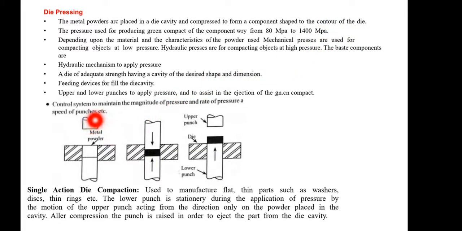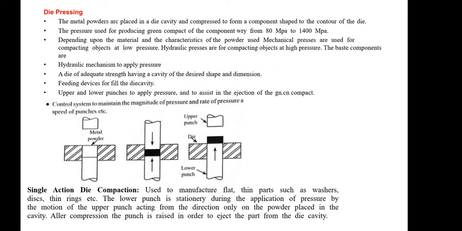Means when we place the powder into the die and apply the pressure from the upper punch on the metal powder, then what will happen? The required shape will be obtained, and the final shape obtained will be the shape of the die. The pressure used for producing a green compact varies from 80 megapascal to 1400 megapascal, depending upon the material and the characteristics of the powder used. Mechanical presses are used for compacting objects at low pressure, hydraulic presses for compacting objects at high pressure.